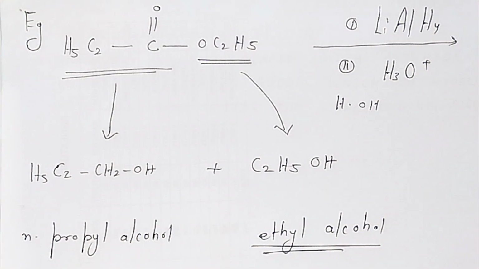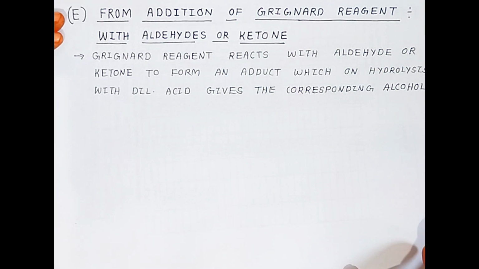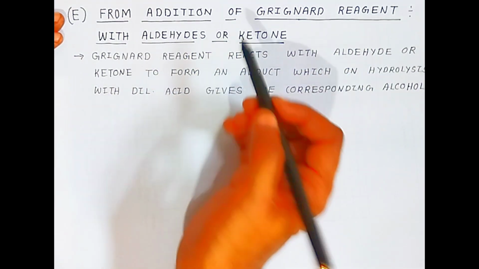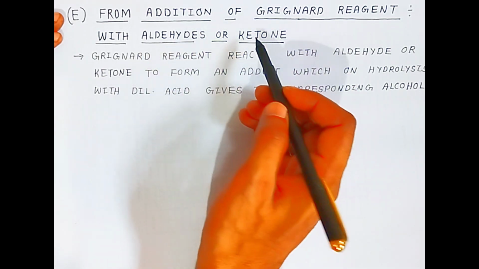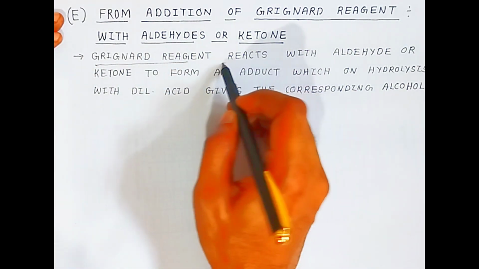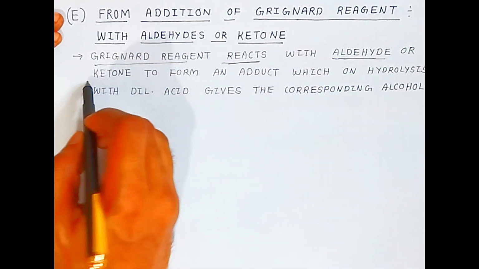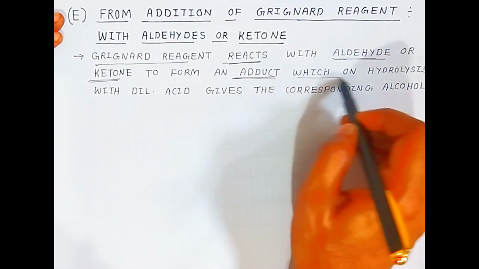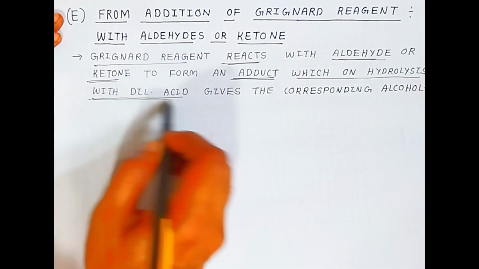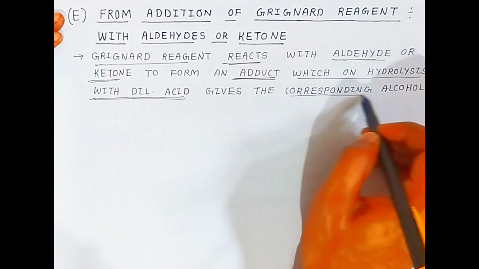Okay students, these are very important. We are going to prepare alcohol from the addition of Grignard reagent with aldehydes or ketones. Preparation of alcohol from addition of Grignard reagent with aldehyde or ketone: Grignard reagent reacts with aldehyde or ketone to form an adduct. First there will be an addition reaction to form the adduct, which on hydrolysis with dilute acid gives the corresponding alcohols.